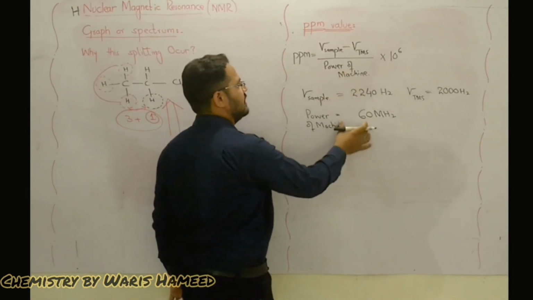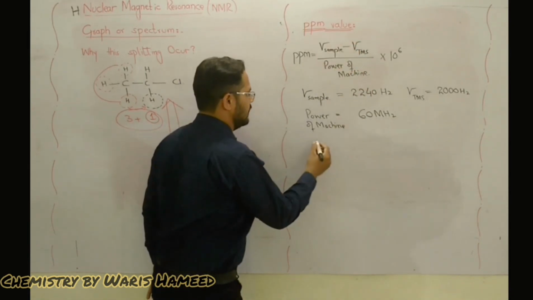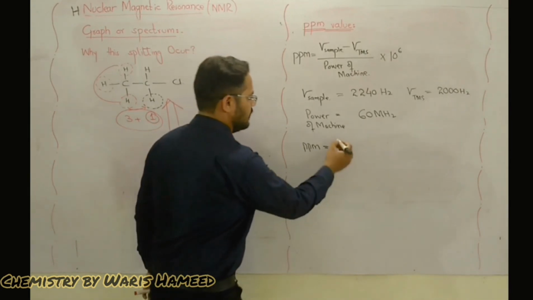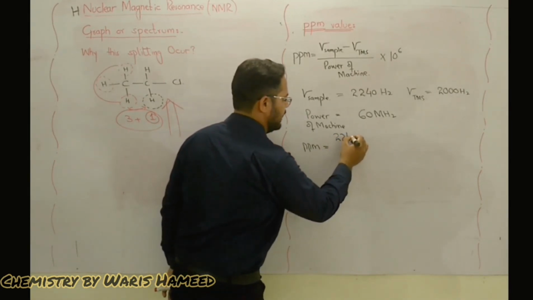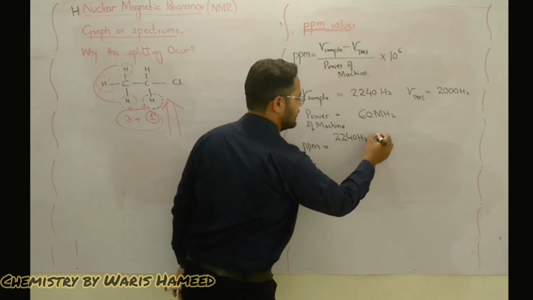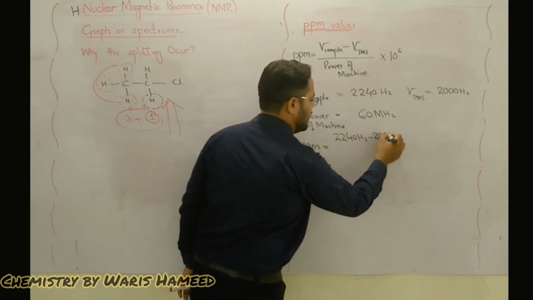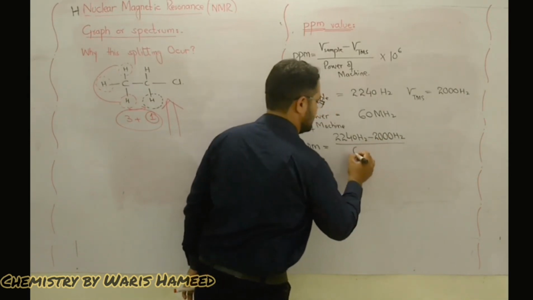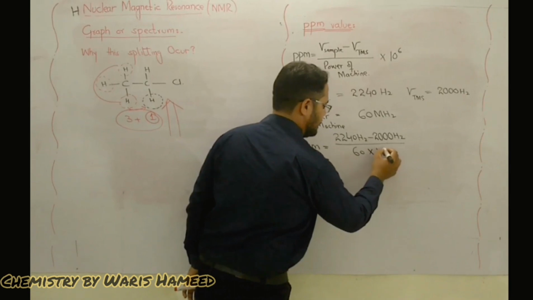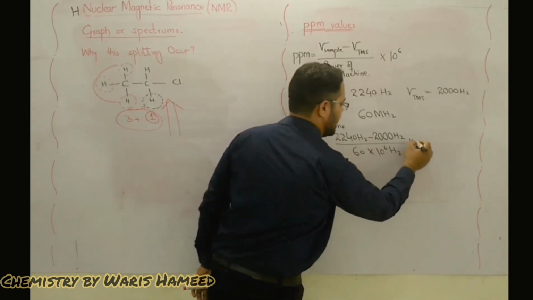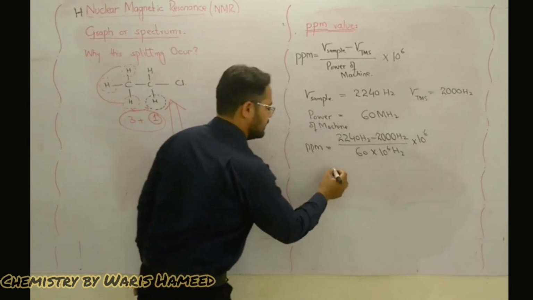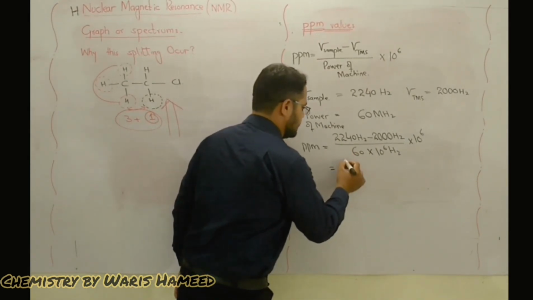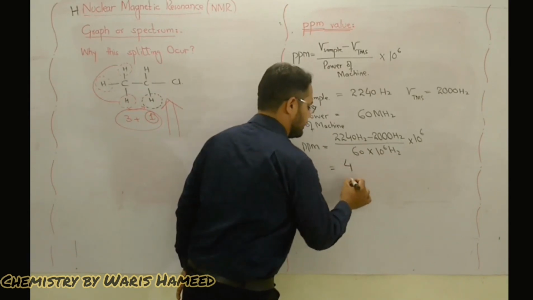Then putting these values in the formula, ppm will be equal to 2240 hertz minus 2000 hertz divided by 60 megahertz multiplied by 10 to the power 6. Then by calculating all these values, its value comes as 4 ppm.